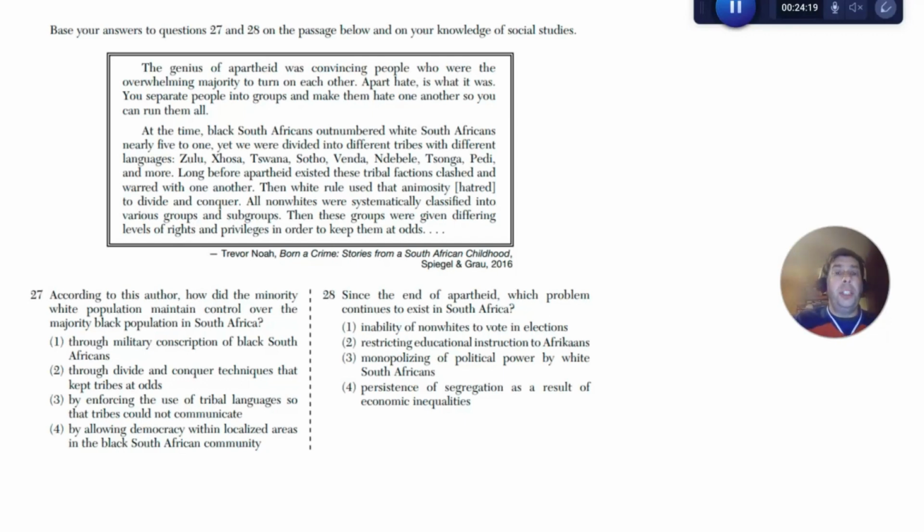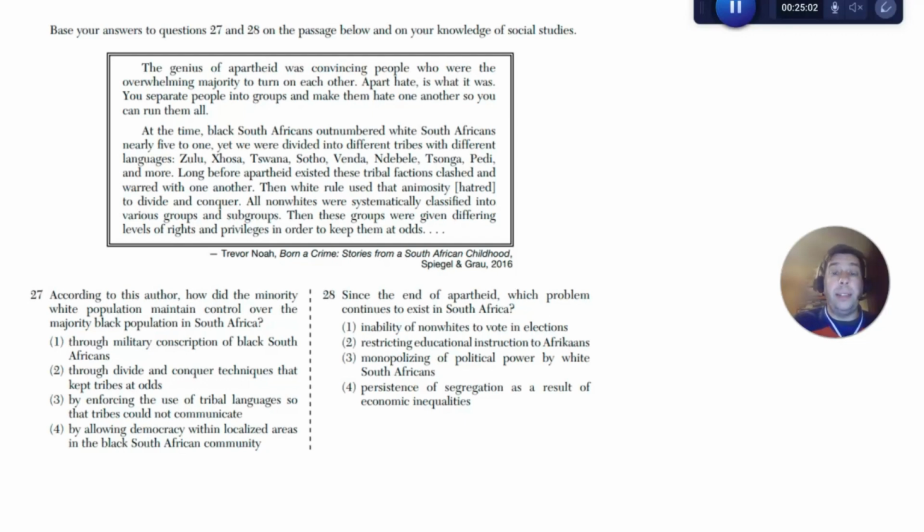Let's read the document. The genius of apartheid was convincing people who were the overwhelming majority to turn on each other. So how did they maintain control? Hate is what it was. You separate people into groups and make them hate one another so you can run them all. At the time, black South Africans outnumbered white South Africans nearly 5-1. Yet we were divided into different tribes with different languages. I apologize, some of these are probably mispronunciations, but I'll try my best: Zulu, Xhosa, Tswana, Sotho, Venda, Ndebele, Tsonga, Pedi, and more.